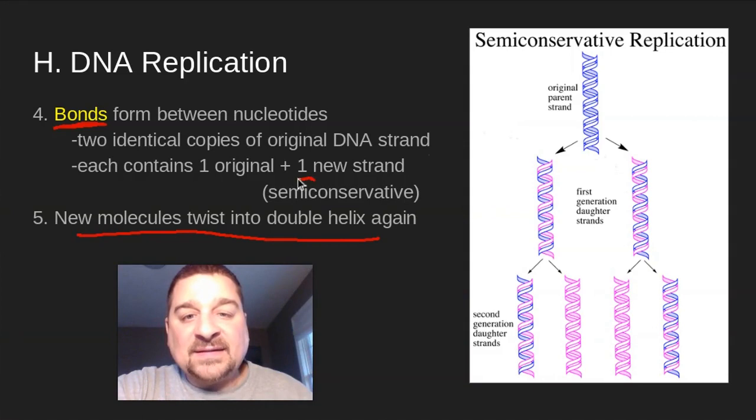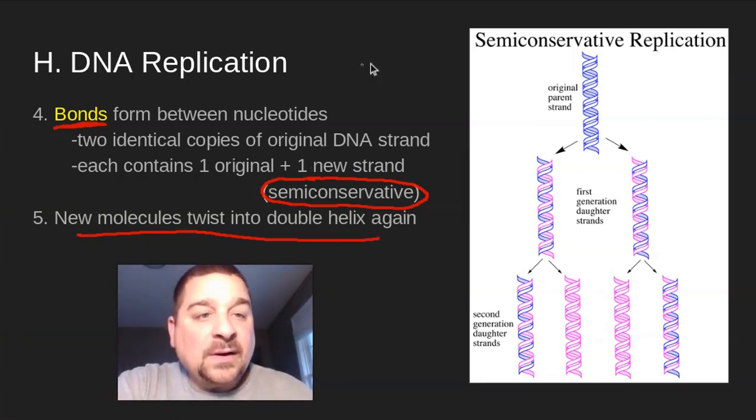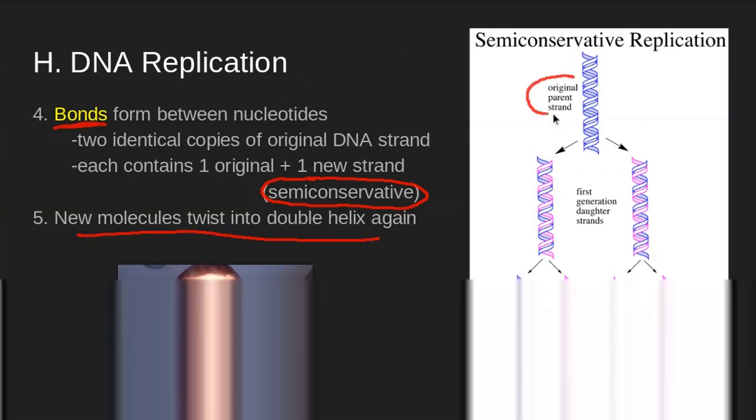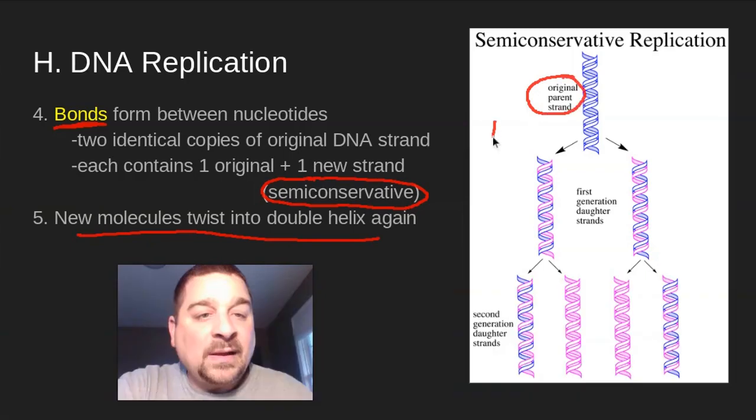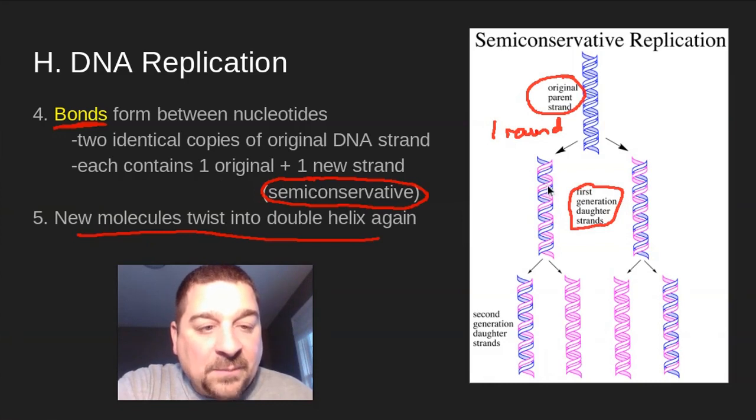We have what we call the semi-conservative nature of DNA. In other words, you conserve each strand. So originally in blue up here, the original strand, after the first round of replication, notice the new strand now is in pink. So you have the first generation daughter strands have half blue, half pink.